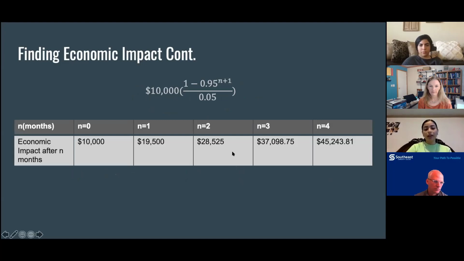So that is what I did here. I just plugged in whatever month, 1, 2, or 3, or 4, and however many months you would want to plug in. And this is the economic impact for that certain month.